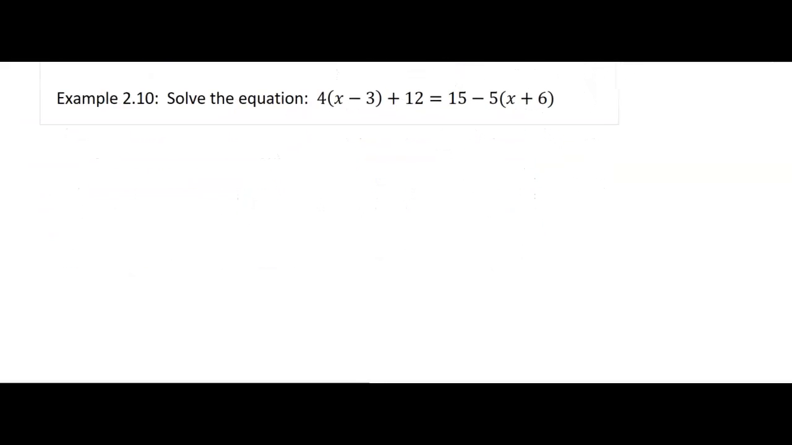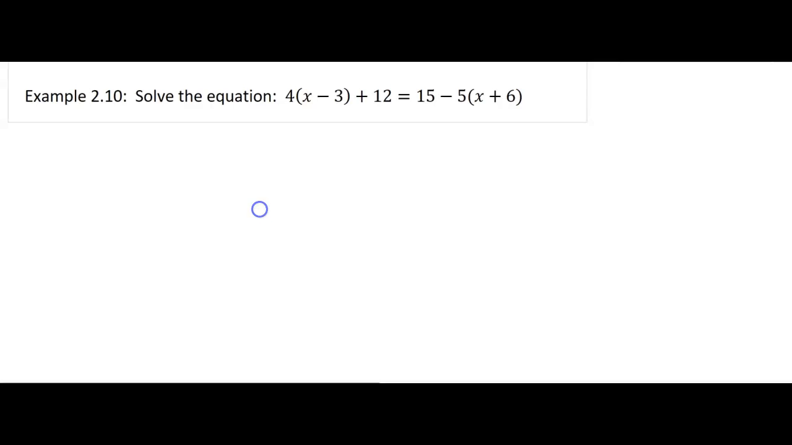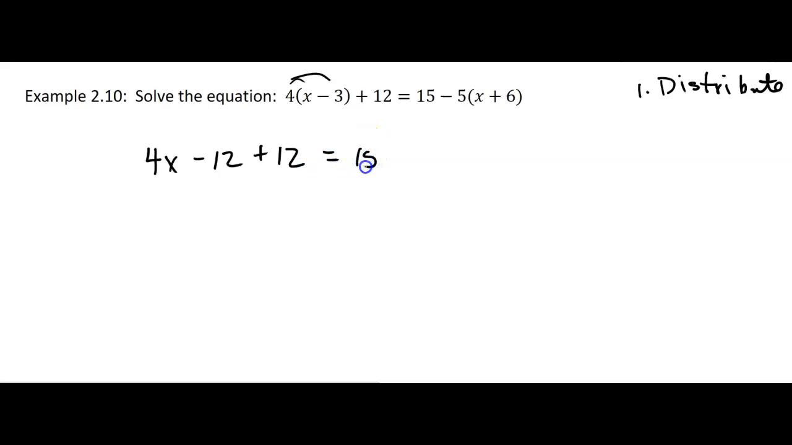This one here is a little more complicated. Now, let's see if I can give you some steps. You'll notice that there are parentheses. First thing you want to do is clear the parentheses, or distribute. Sometimes they say clear the parentheses. Okay, so I'll be multiplying the 4 in here, and I get 4x minus 12 plus 12 equals 15.